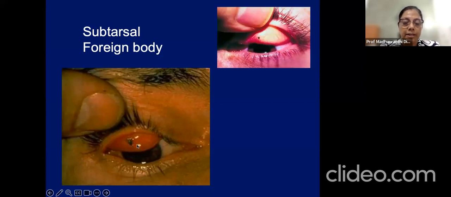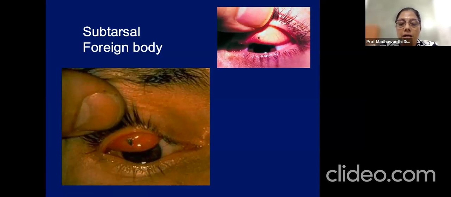The subtarsal foreign body is a common occurrence, even after patients come from walking on the road. When insects come, they get lodged, insects or foreign bodies, metallic or non-metallic, especially during paddy harvesting season. Paddy husk can get in and get lodged in this region. This is the subtarsal region. So unless you invert the lid and check for this, these will be there. So it is an occupational hazard for farmers. Okay, so unless you check this and remove this, it can lead to a corneal ulcer.